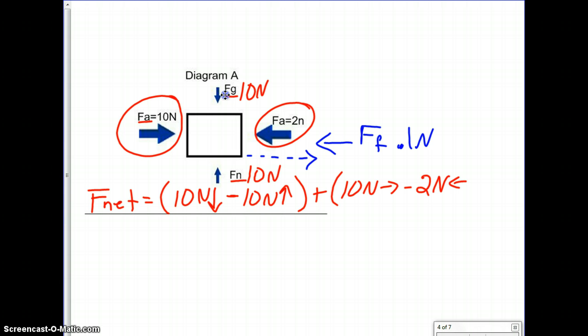So now let's go back to our net force. Now we have to subtract what friction is doing to this. And now you should be able to do the simple math.